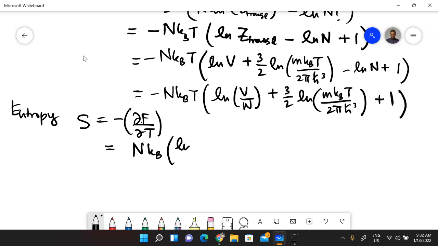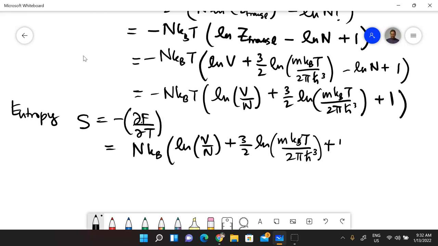N k_B of those in the bracket, and then whereas there's a temperature dependence that is over here, so you need to differentiate that as well. So now we have N k_B T out front, so plus N k_B T, and then you differentiate that, then basically you get the reciprocal of the one in the bracket. So that gives us, so you have the 3/2 still, and then you have 2 pi h bar cube. I think it's h bar squared, sorry. There are too many different formulas.